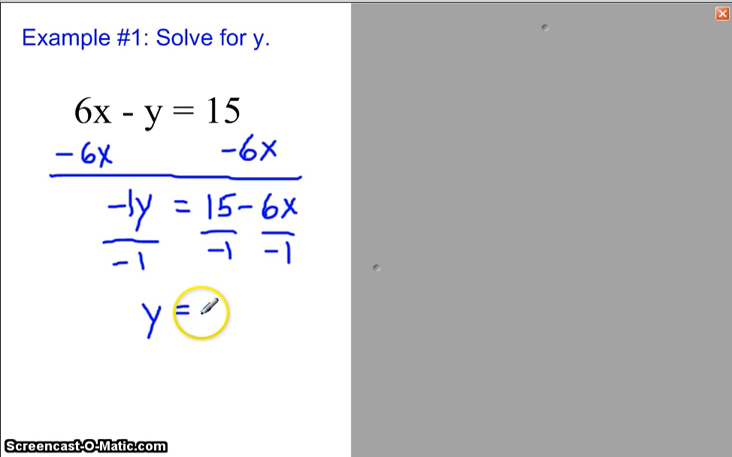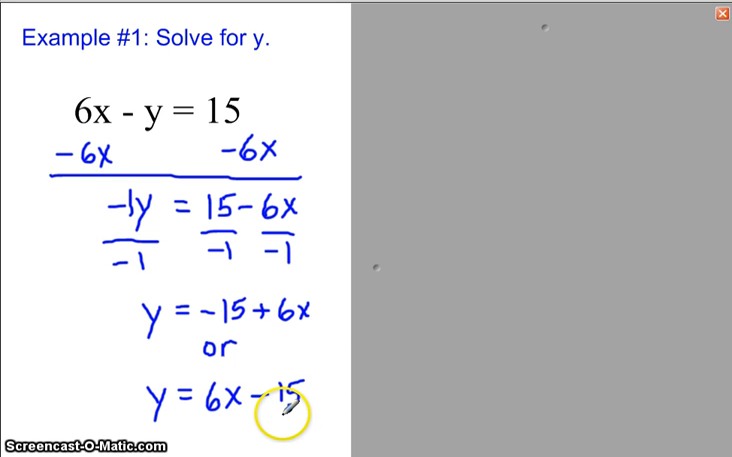15 divided by negative 1 is a negative 15. Negative 6x divided by a negative 1 gives you a positive 6x. So you could write it like that. You might be more comfortable with the x's first. You could rearrange it to be, since this is a positive 6x and a negative 15. Either one's fine. At this point, I don't care. When we get into graphing lines, we'll want to do it this way.